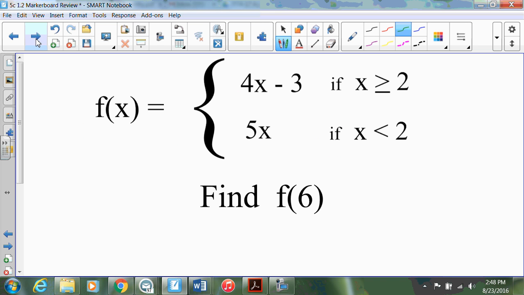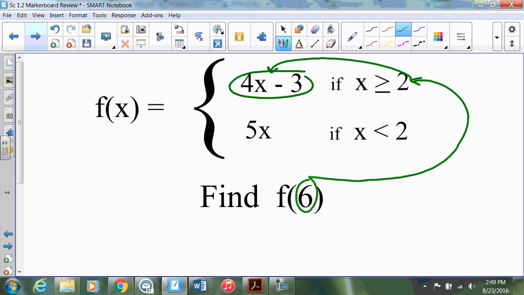All right, this is called a piecewise function, where there are 2 possibilities depending on what x is. And so when this asks us to find f of 6, I know that 6 is greater than or equal to 2. So therefore, I'm going to go ahead and follow this rule. So I'm going to take x is 6. I'm going to plug in 6 for x. And I'm going to go ahead and 24 minus 3 is 21. So depending on what your x is, that's how you can decide which rule to use, either the 4x minus 3 rule or the 5x rule.